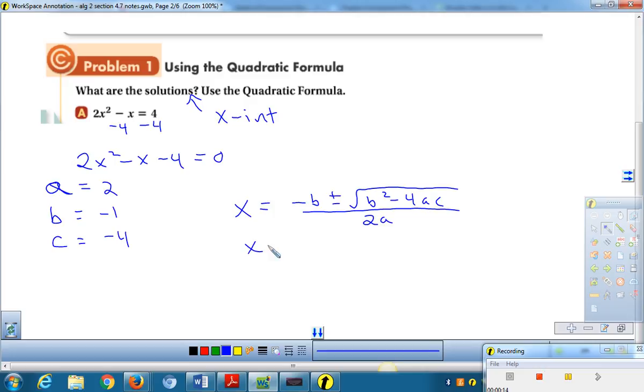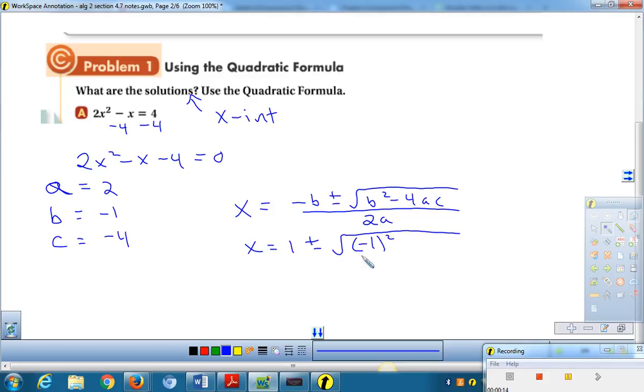So here we go. X equals negative of negative 1 makes it positive 1, plus or minus the square root of negative 1 squared is 1. I want to point something out. No matter what b is, we are squaring it. So will this term ever be negative? No. Never ever. So this is negative 1 in parentheses squared.